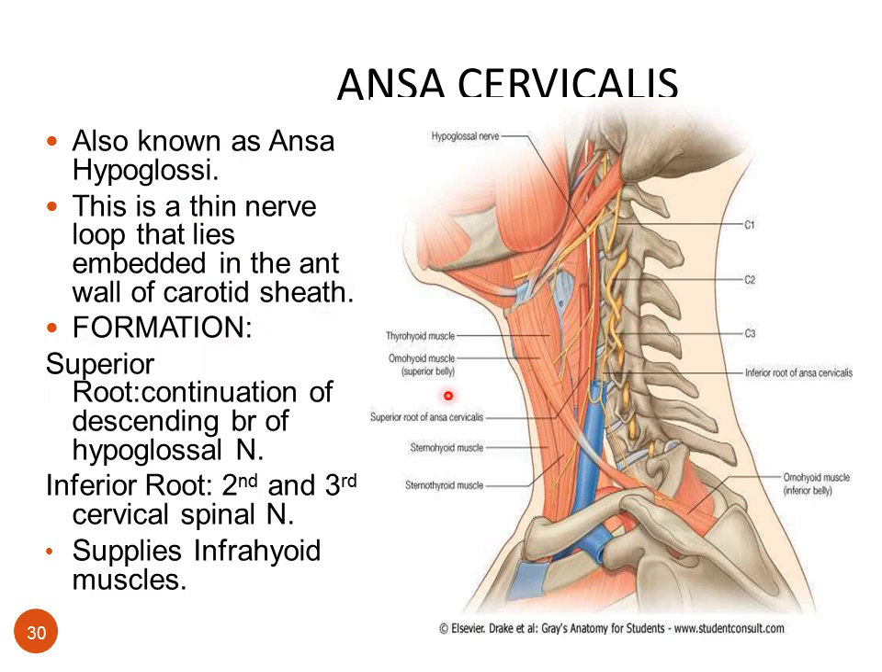Formation: it has two roots. This is the superior root of the ansa cervicalis, also known as the descendens hypoglossi. It is a continuation of the descending branch of the hypoglossal nerve. Then it has the inferior root of the ansa cervicalis. It is formed by second and third cervical spinal nerves, C2, C3.